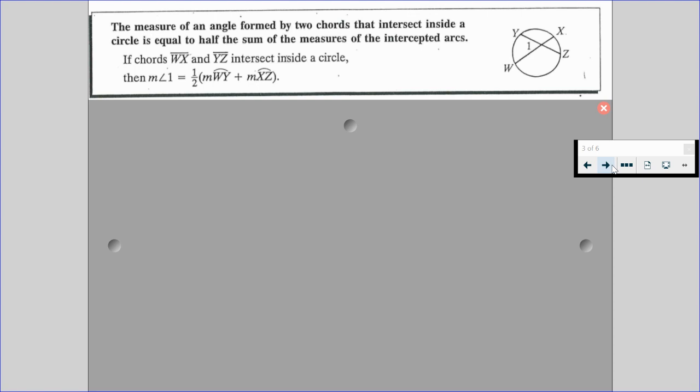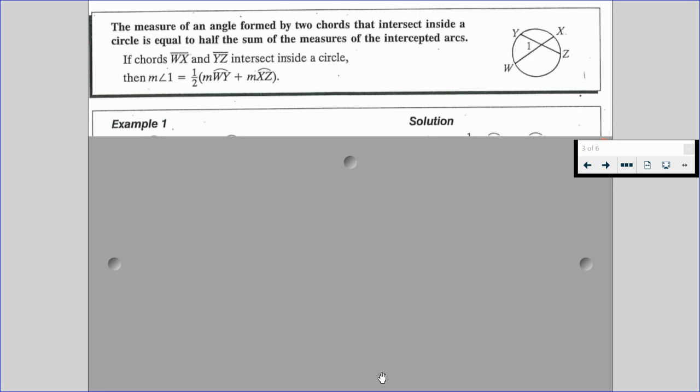So the measure of an angle formed by two chords that intersect inside of a circle is equal to half the sum of the measures of the intercepted arcs. So if chords WX and YZ intersect inside of a circle, then the measure of angle 1 is going to be equal to half the measure of arc WY plus the measure of arc XZ. Again, we have chord WX and chord YZ.